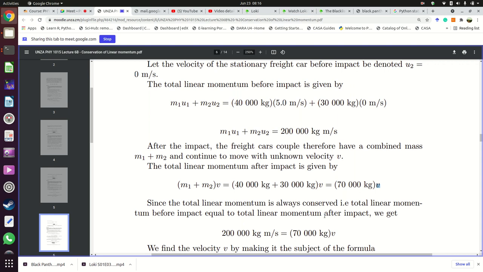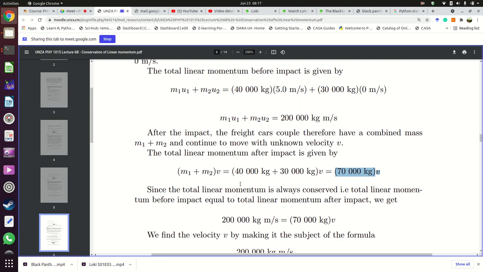So the total linear momentum, which is the total amount of motion after impact, after this train couples, is going to be 70,000 kg multiplied by the velocity. Up here we have the total linear momentum before impact, which is 200,000 kg·m/s. Down here we have the total linear momentum after impact, which is 70,000 kg times V. Since the total linear momentum is always conserved, the total linear momentum before these train cars collide and just after they collide should be the same. Since this is the case, we can equate the total linear momentum before impact and after impact. The one before impact is 200,000 kg·m/s, and after impact it is 70,000 kg multiplied by V.